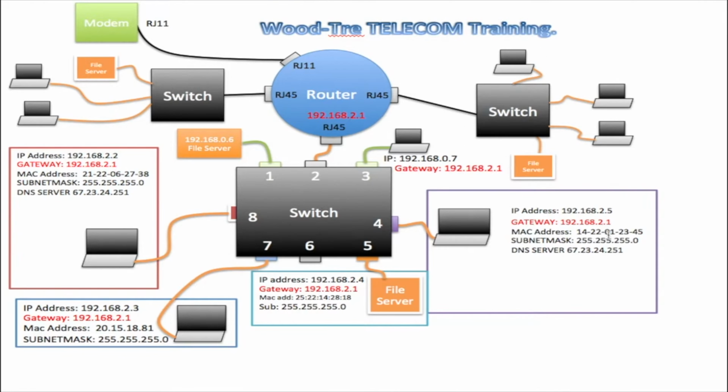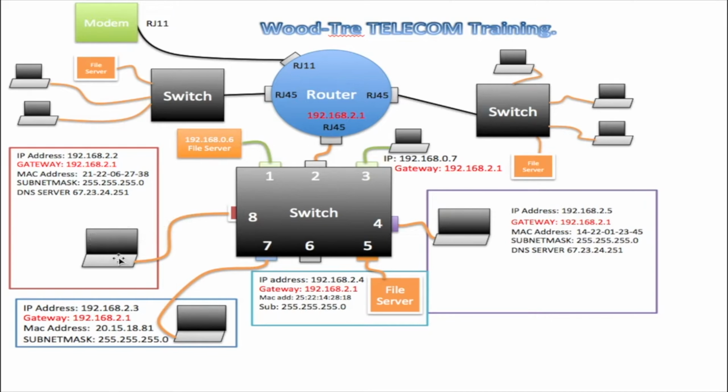this 14.22.01.23.45. This is the MAC address, and this is how computers communicate. But the user on this computer would not know what this MAC address is, since he's trying to send files to this computer here. But the computers would be able to figure the information out, and this is how it is done.